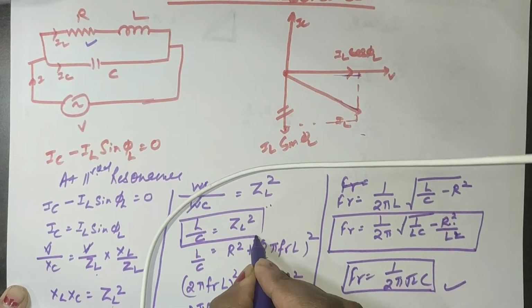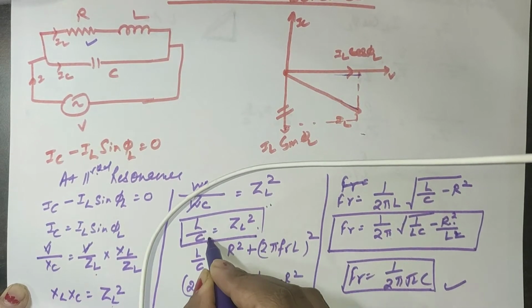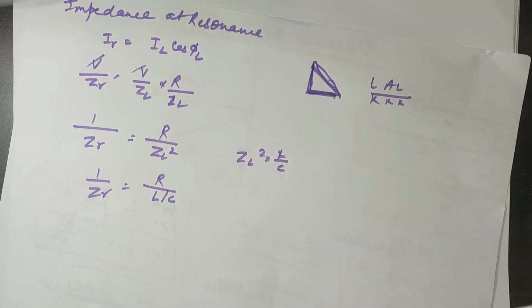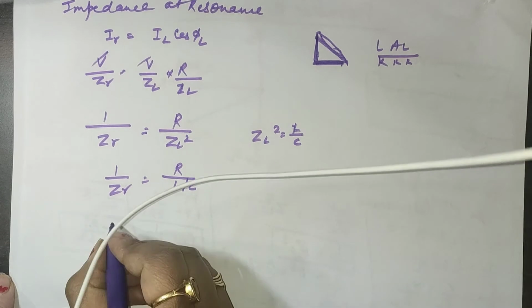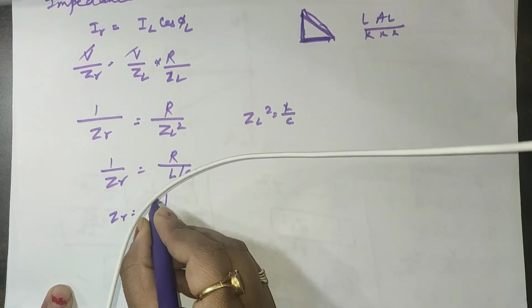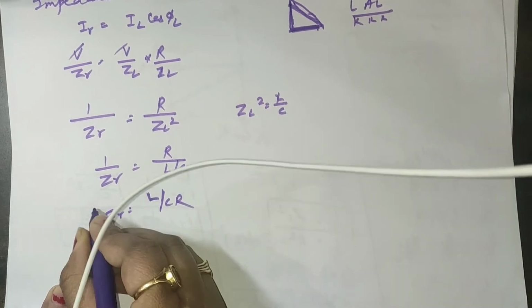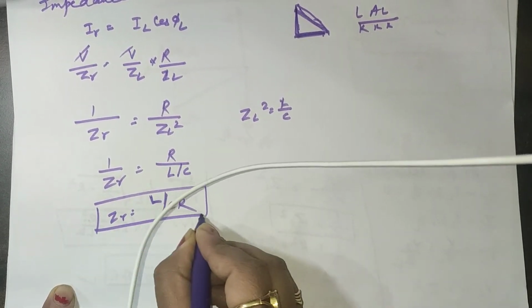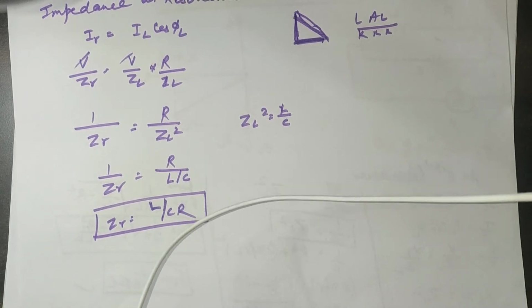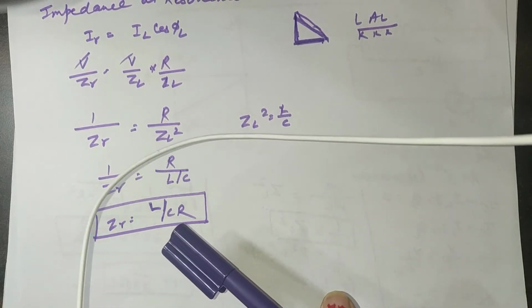Okay, from this equation you can check ZL square equals L upon C. So we are putting this value here, L upon C. Now ZR will be L upon CR. So this is your impedance at parallel resonance. Parallel resonance में आपका impedance होता है L upon CR.